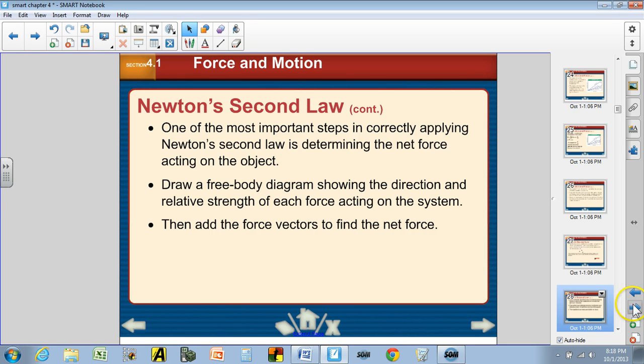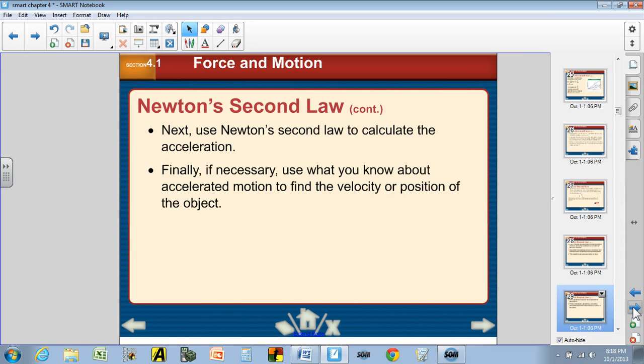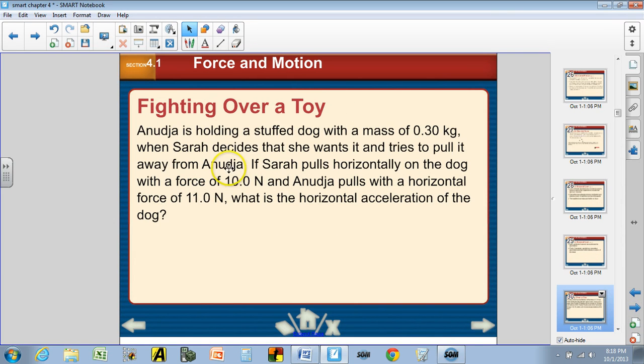And we're going to go ahead and apply it here in a little story. We have a dog that weighs 0.3 kilograms, and we have two children that are pulling on it. Sarah's pulling horizontally with a force of 10, and Annie is pulling with a force of 11.